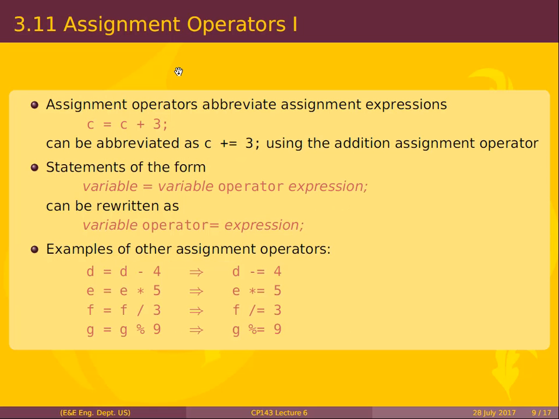Okay. Assignment operators. Assignment operators can also be written a little bit differently in what we call maybe a shorthand type of notation. So here's what an assignment operator looks like. C becomes the value of C plus 3. But this can be abbreviated, so written in shorthand as C plus equals 3, using this addition assignment operator. In fact, any of these operators can be written as this abbreviated form.